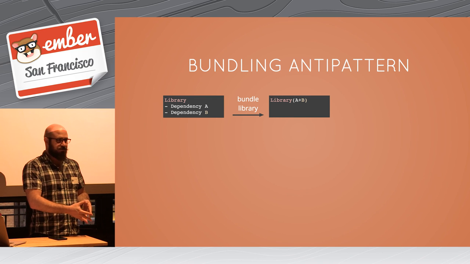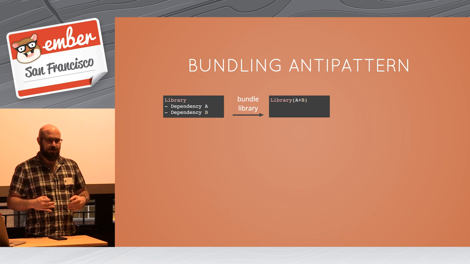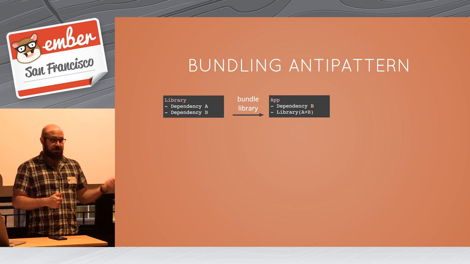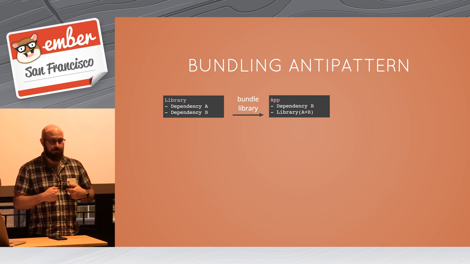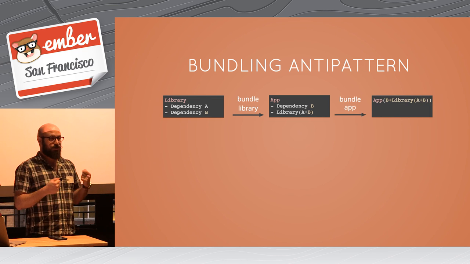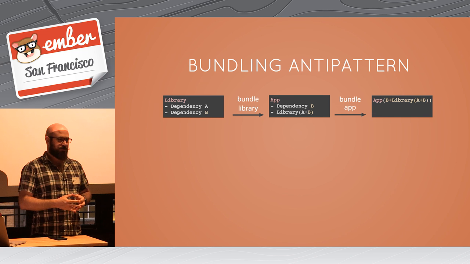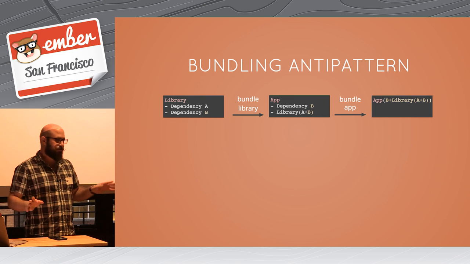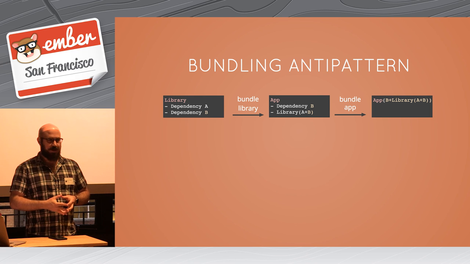And when you do Browserify or Rollup, you get all your subdependencies packaged into one file. And then another guy comes along. He's an app. And he wants to use my library, but he's also using dependency B. And what happens when you bundle it again? You get two copies of dependency B. You may think that Browserify and Rollup is going to be smart enough to catch all that, but it's not.